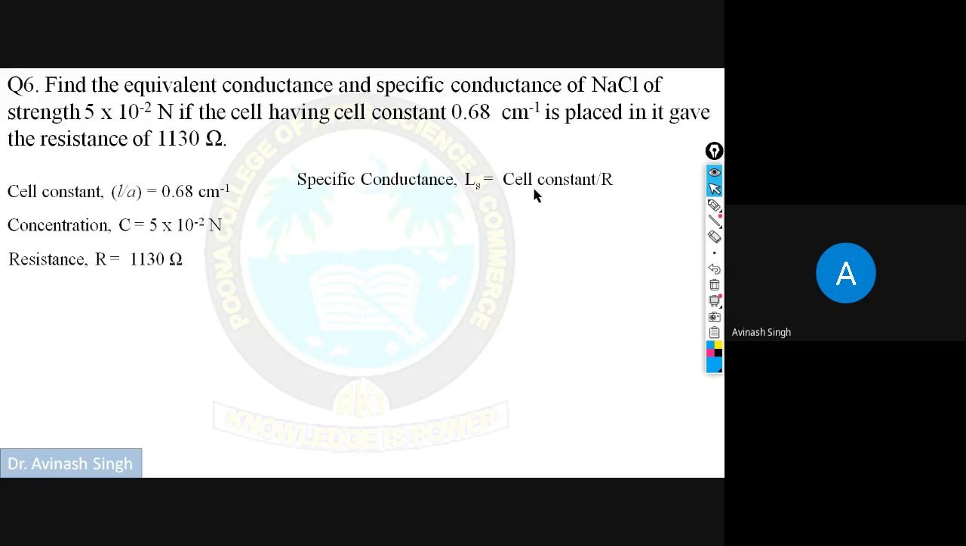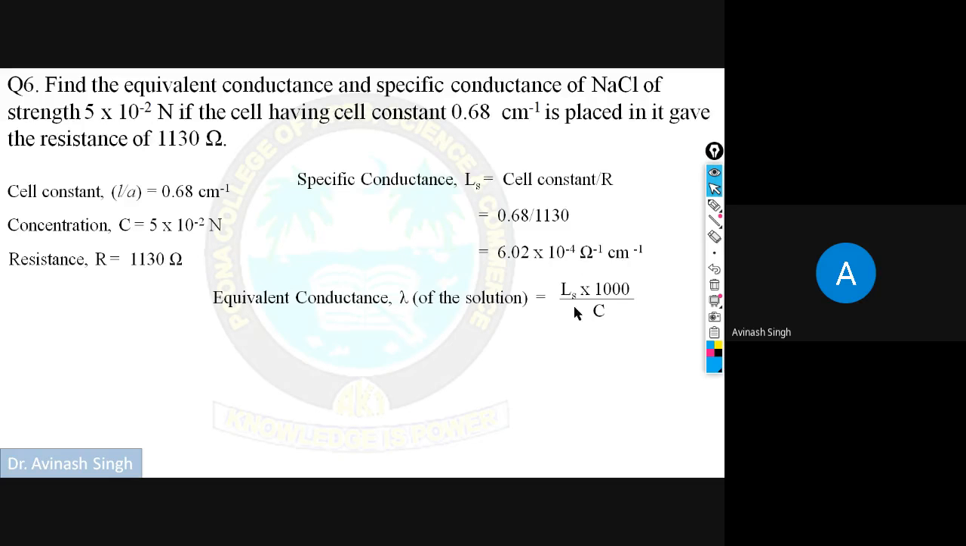Specific conductance is cell constant divided by R resistance, so 0.68 divided by 1130, so it becomes 6.02 into 10 raised to minus 4 ohm inverse centimeter inverse. Equivalent conductance is Ls 1000 divided by C. So Ls comes from here, 1000, and C is 5 into 10 raised to minus 2. So the answer is 12.04 ohm inverse centimeter square gram equivalent inverse.